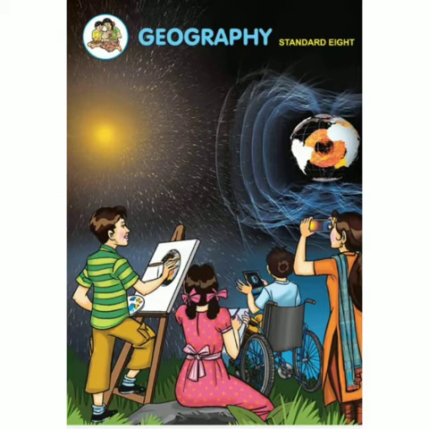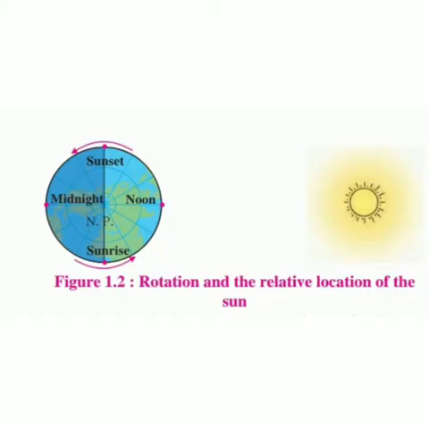When we say morning, we refer to a particular phase of the day. Morning is the period from sunrise till noon. According to the sun's positions in the sky, the day is divided into different parts: sunrise, noon, sunset, and midnight.